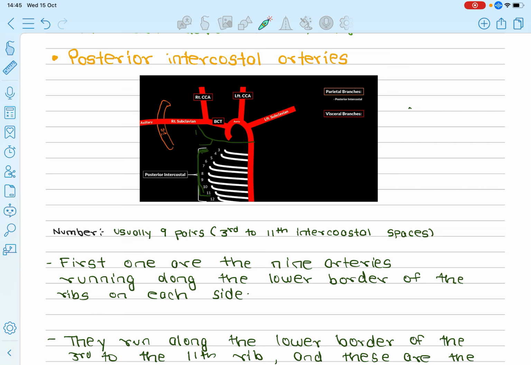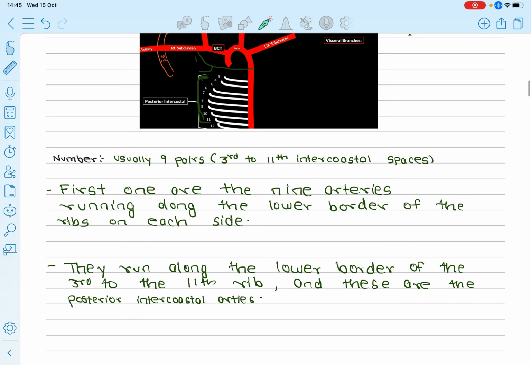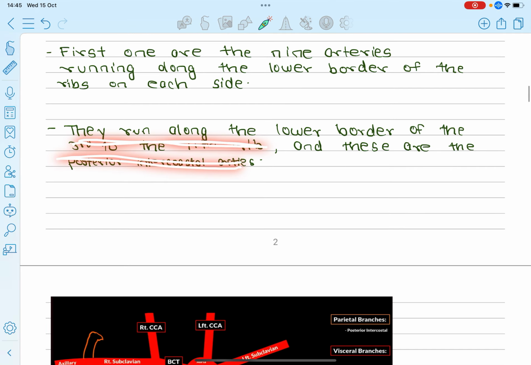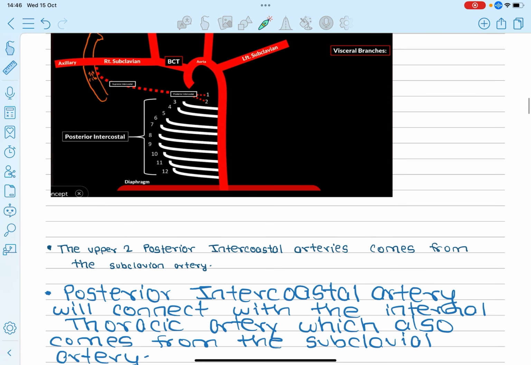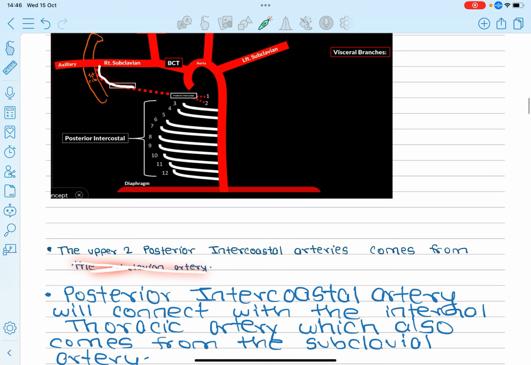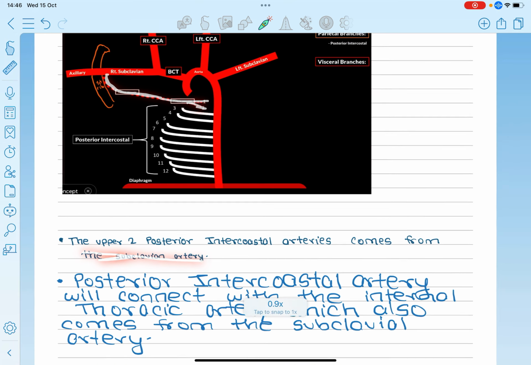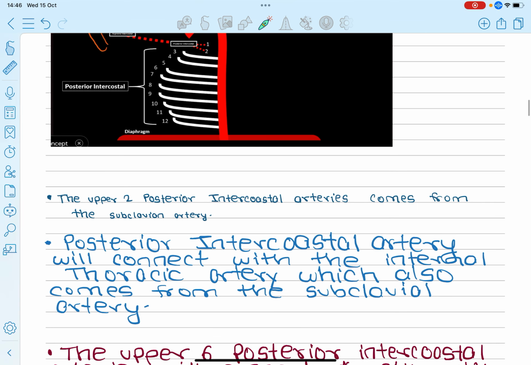They run along the lower border of the ribs on each side, the 3rd to the 11th rib, and these are the posterior intercostal arteries from 3rd to 11th. The upper two intercostal arteries, 1 and 2, come from the subclavian arteries. The posterior intercostal artery will connect with the internal thoracic artery, which also comes from the subclavian artery.